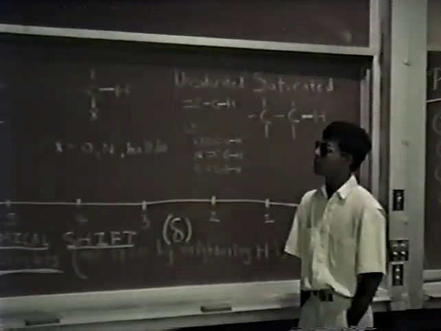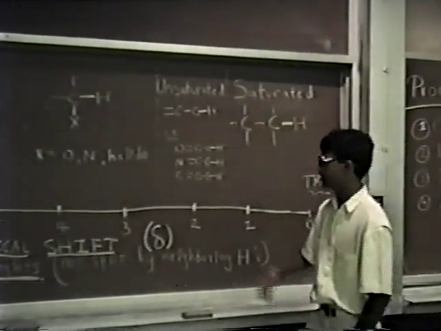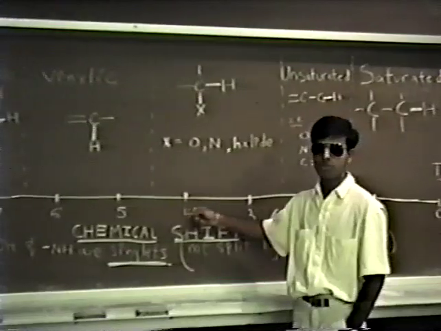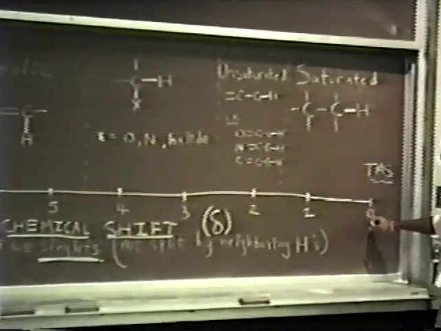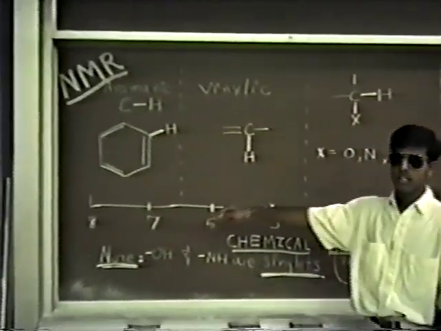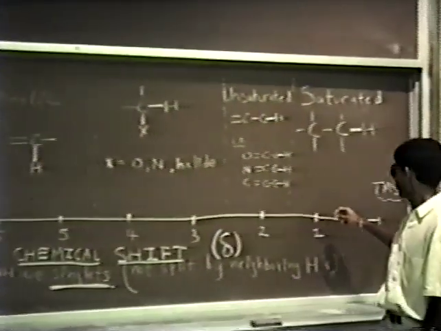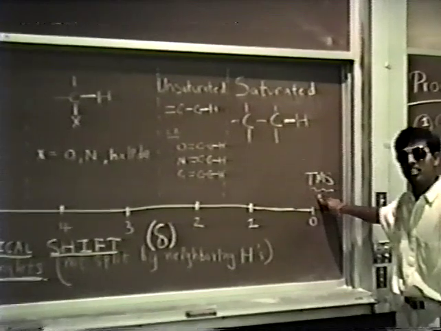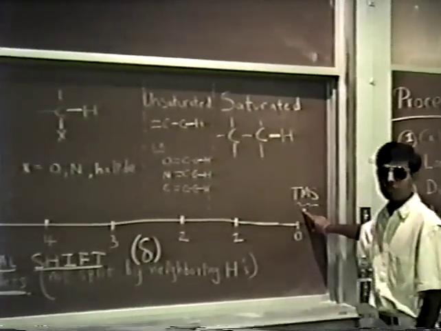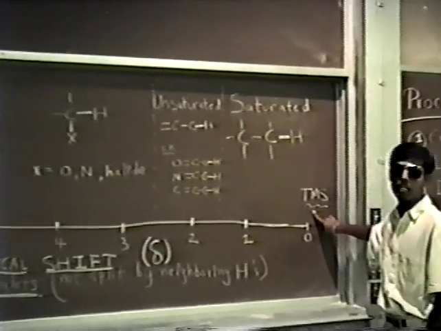Next part of the NMR spectrum we'll be discussing is the delta scale. Delta is the chemical shift of a carbon. The scale runs from 0 to 8.0. At the 0 end here, we have a TMS peak. TMS stands for tetramethylsilane, which is the reference used in pretty much all the NMR spectra.